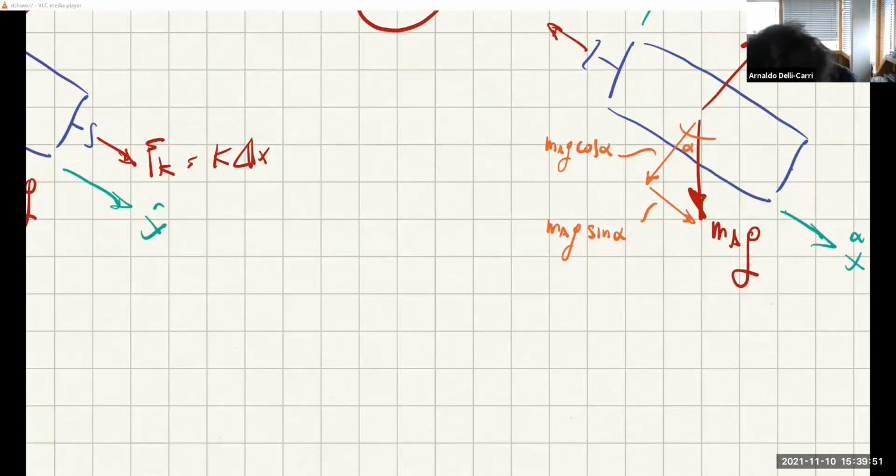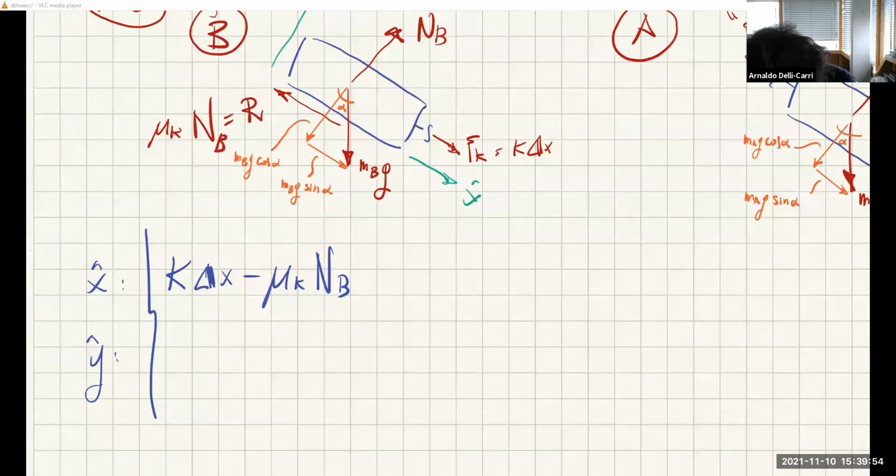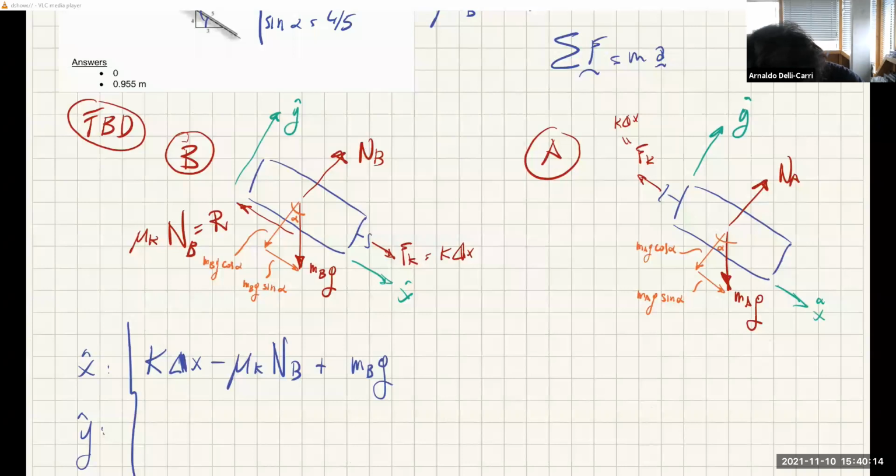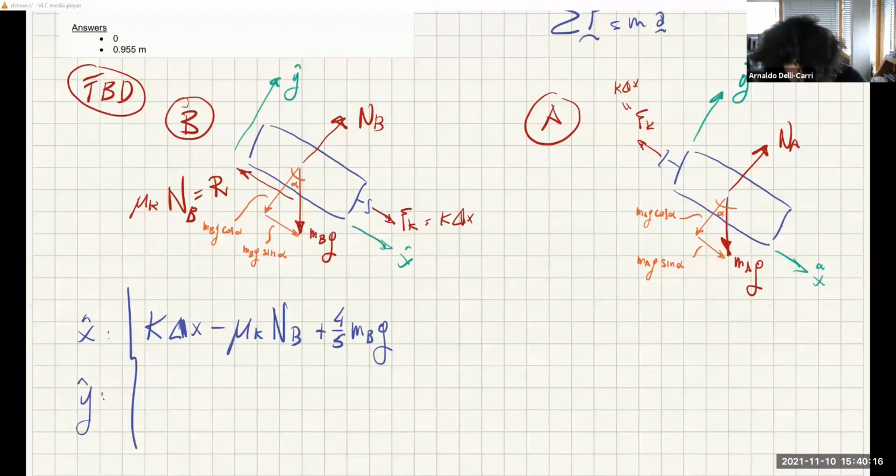Okay, so what's missing here? We accounted for this, we need to account for this one. So plus, because it's in the same direction as the x-axis, plus m B g times the sine of alpha. Sine of alpha, remember, is 4/5. So I will just say 4 divided by 5 m B g. And this is equal to the mass of B times the acceleration of B along the x-axis.